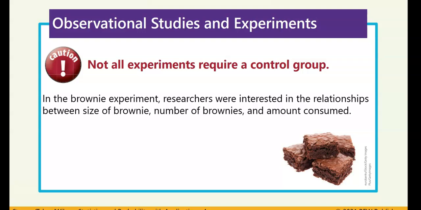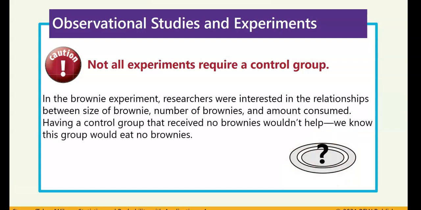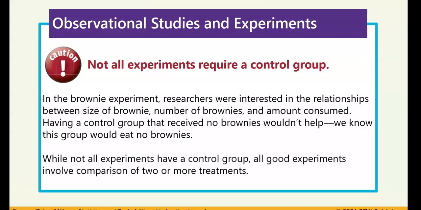Not all experiments require a control group. In the brownie experiment, they don't care if you don't have brownies. They just want to know how many brownies was the best amount to consume, kind of thing. So you don't have to have a control group every single time, although we do a lot, and it's good to have one. Well, not all experiments have a control group. All good experiments involve comparison of 2 or more treatments.